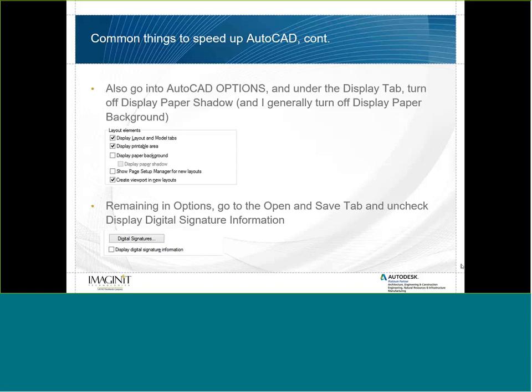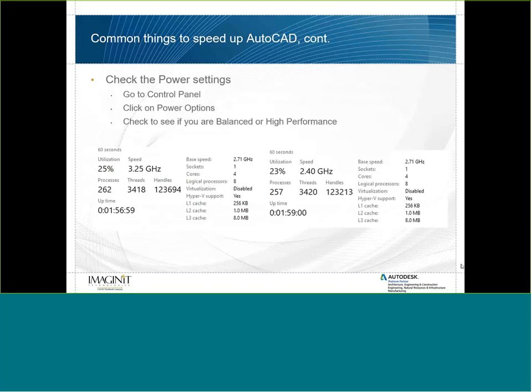And then there's another new one that I've come across, and I've been talking to a lot of people about this. So the first thing to do is also go check your power settings. You go into Control Panel, you click on Power Options, and see if you're running a balanced or high performance. What you see here is my machine. I am running high performance, and you'll see that my processor speed is running at 3.25 gigahertz. When I switch over to the balanced, you'll see my processor speed drops to 2.4 gigahertz.